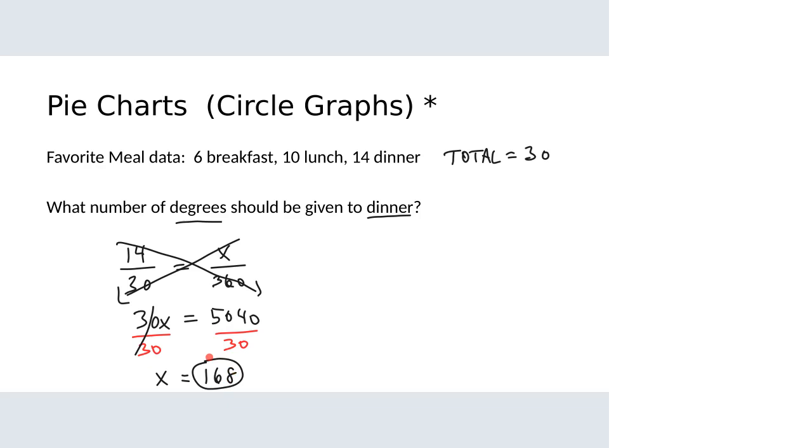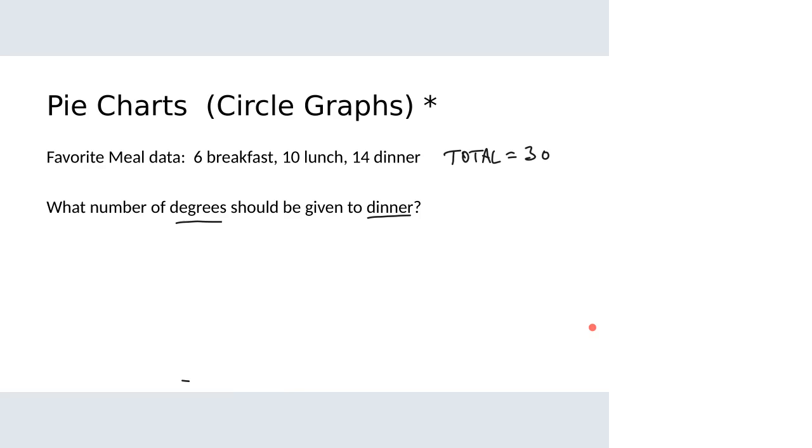Like I said, I want to go through the whole process of drawing the pie chart here, but as far as answering that question goes, that's all you would need to do. Once you figure out the degrees for dinner, then I'm under the impression that you could figure out how many degrees for breakfast and how many degrees for lunch. So we have breakfast, we have lunch, and we have dinner. And we had 6 chose breakfast, 10 chose lunch, and 14 chose dinner.